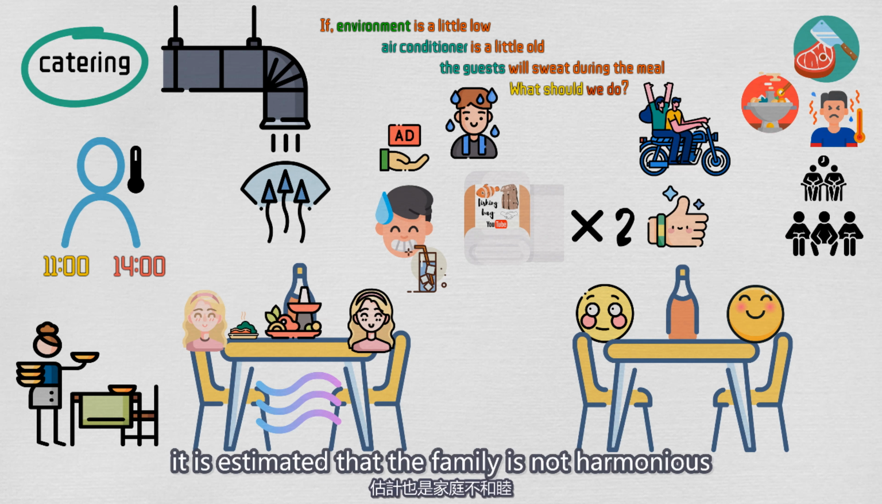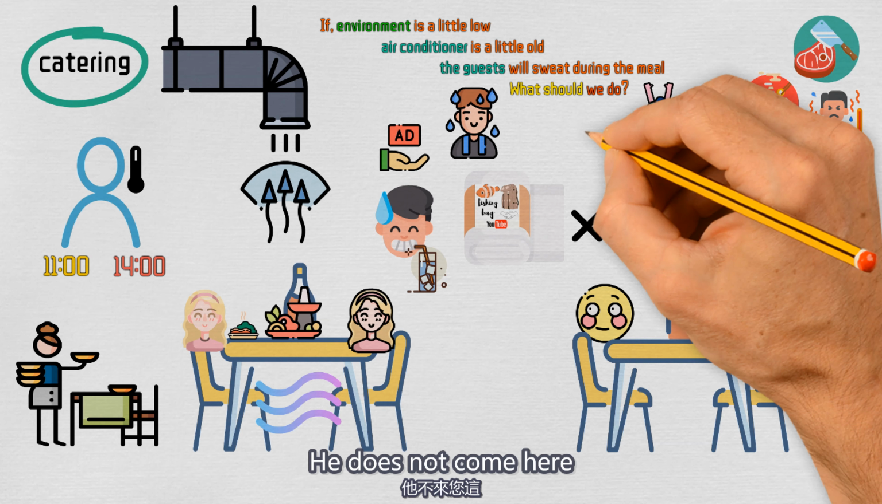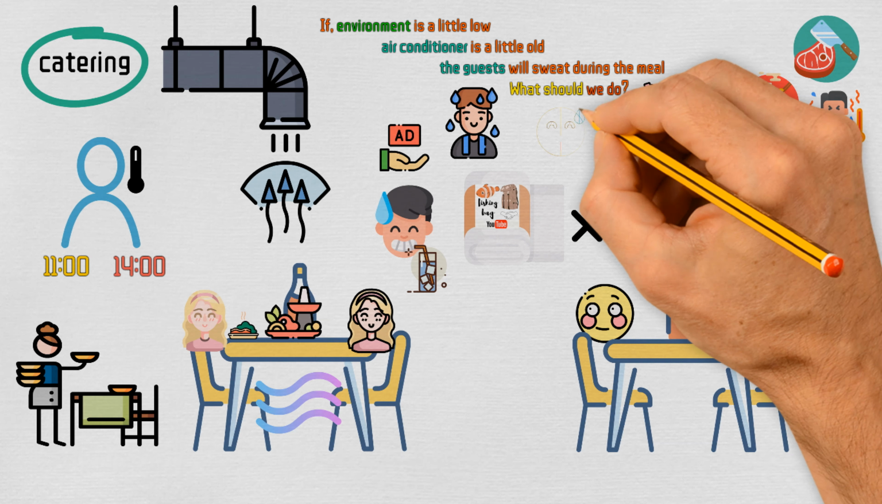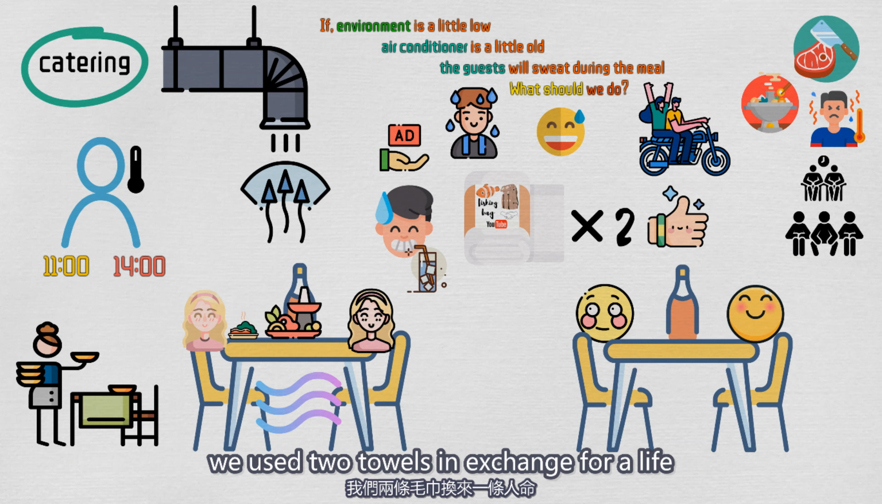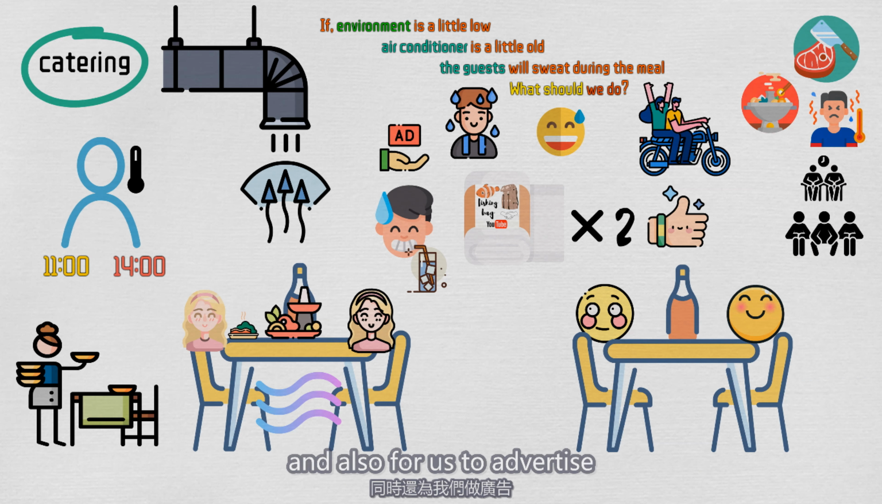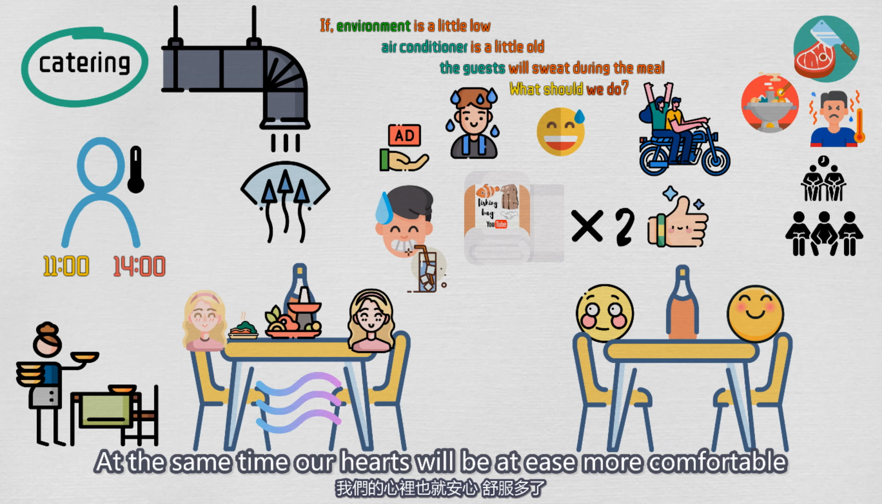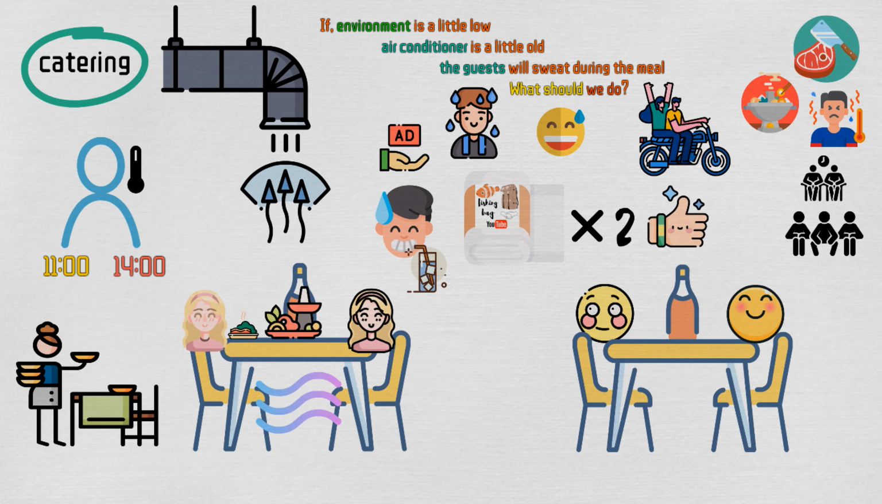If there is, it is estimated that the family is not harmonious. He does not come here, may run to jump off the building or find another way to give up himself. If that's the case, we use 2 towels in exchange for a life, and also for us to advertise. God will bless us, I promise. At the same time, our hearts will be at ease, more comfortable.